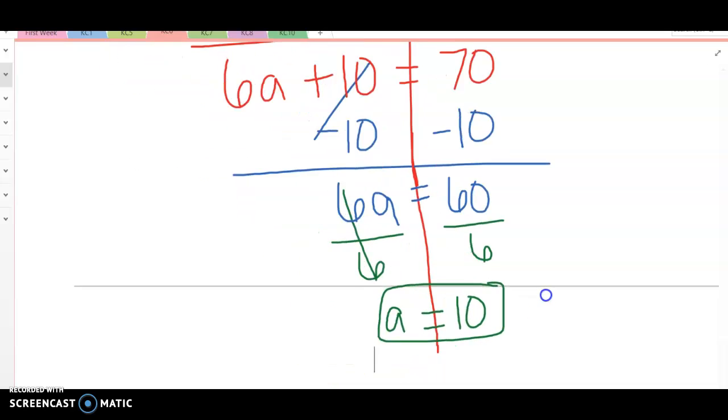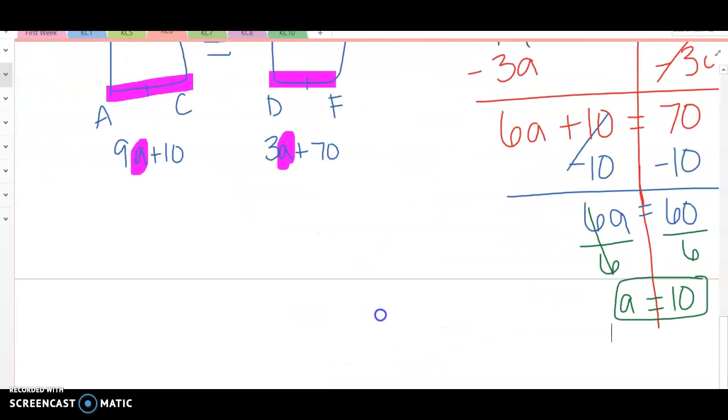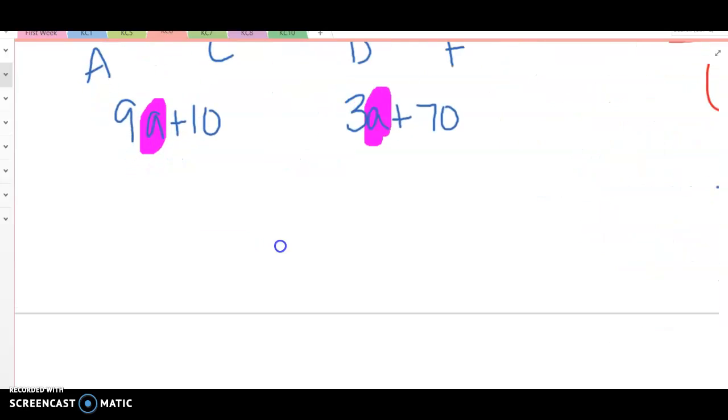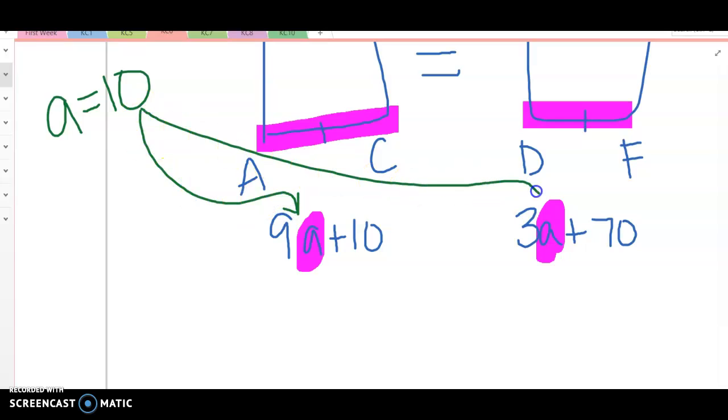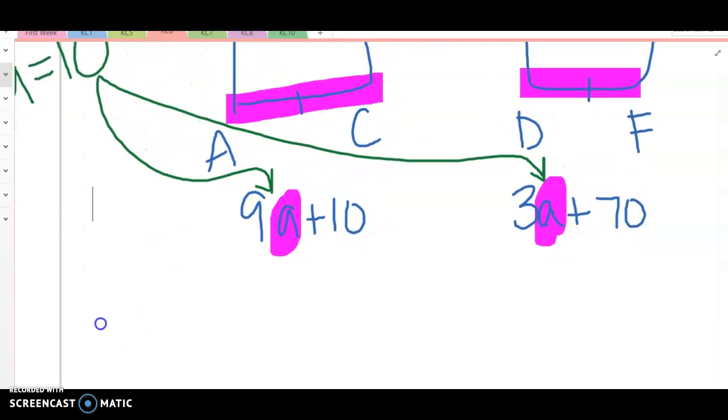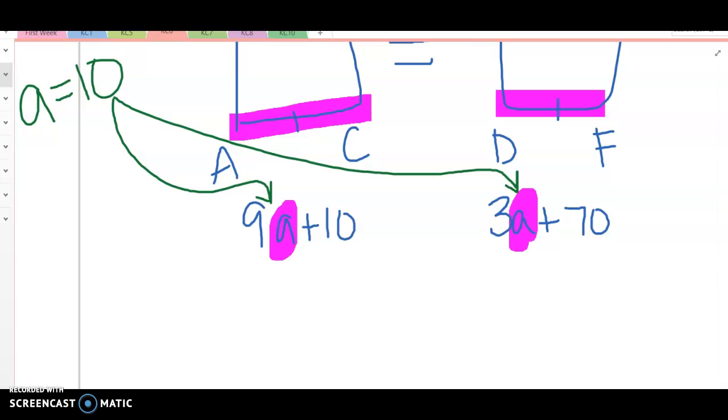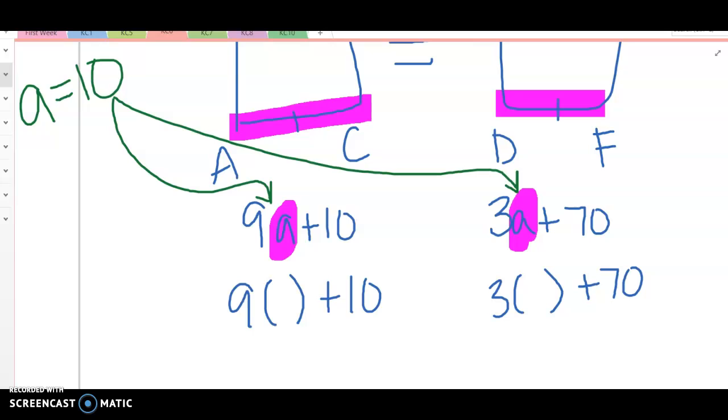So just figuring out what A is is not figuring out the problem. We have to figure out how long each side is. Now that we know that A equals 10, we're going to use that. We're going to plug in the 10 for A on this one, and plug in the 10 for A on this one too. When they're next to each other, that's multiplication. So we're doing 9 times what A is, and we're doing 3 times what A is.